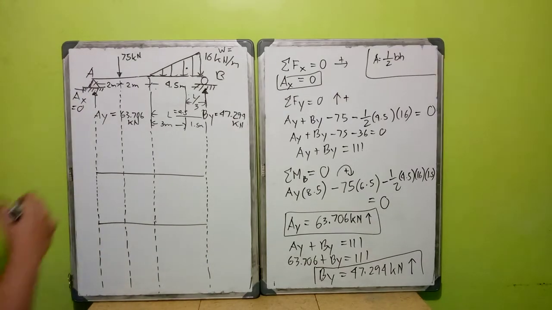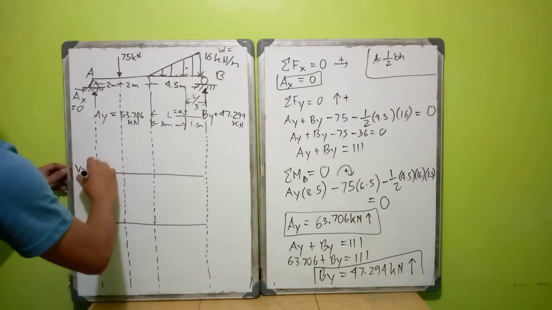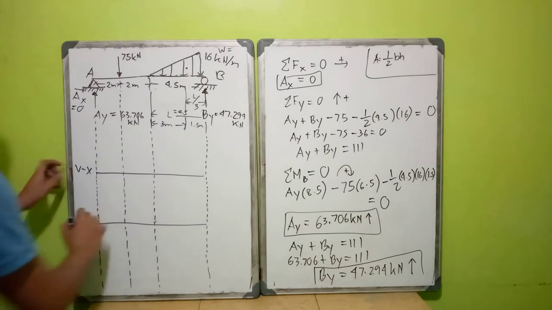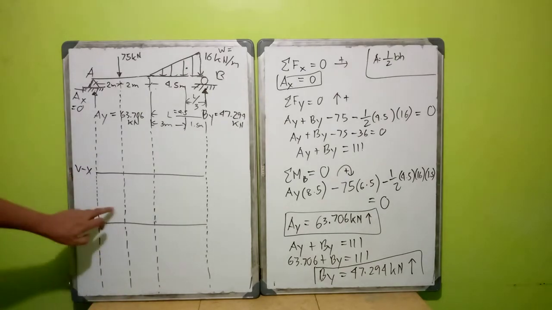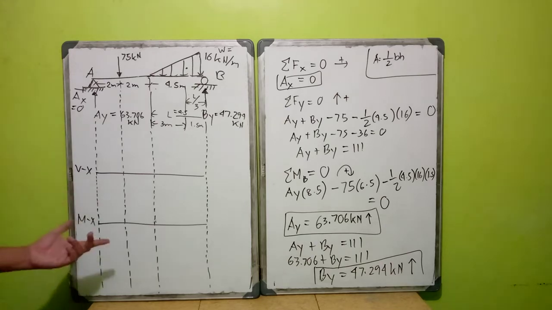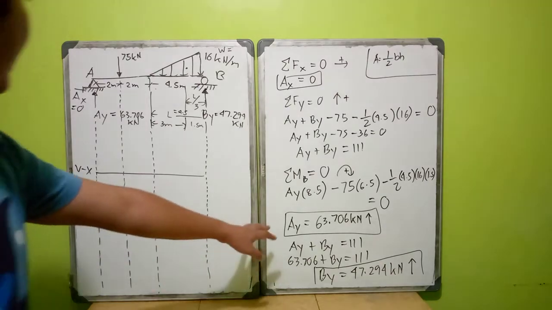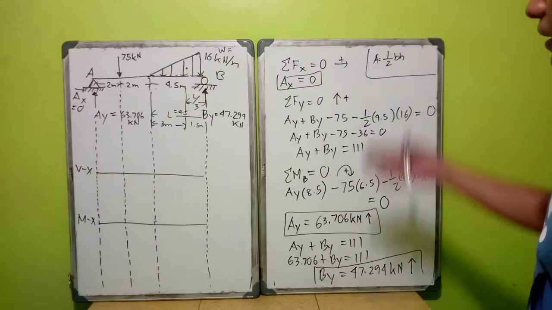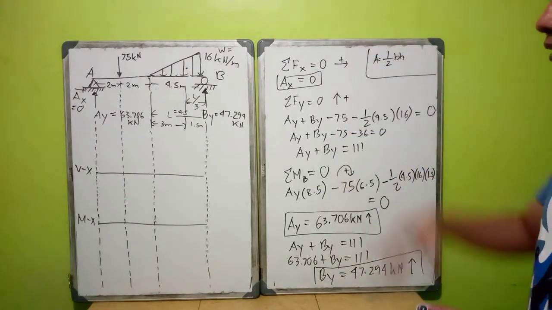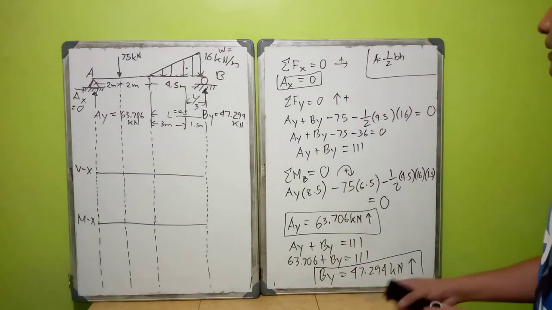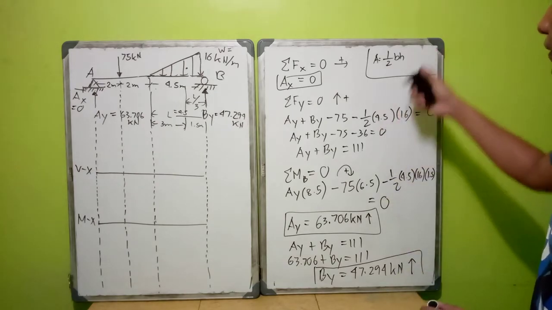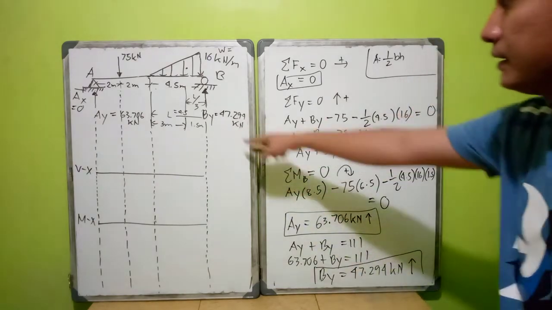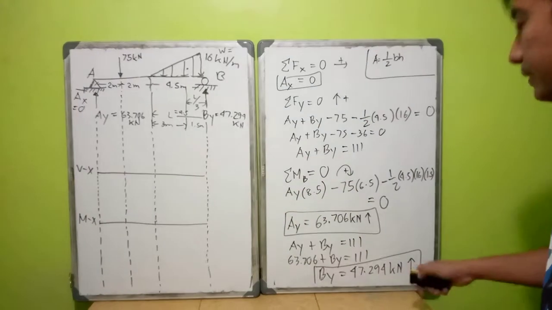Okay, so let us say this is your Vx and Mx diagram, or shear diagram and moment diagram, and this is the line that represents the zero value. Since we have transferred these values to this, in this area we will solve our shear and moment equations. So may I erase this one since the values are already transferred here.